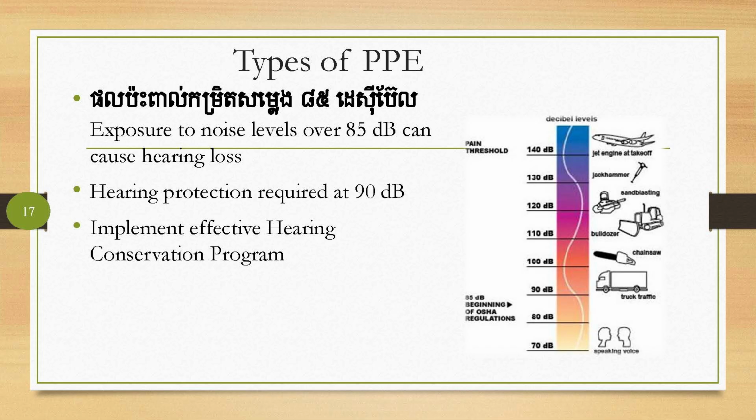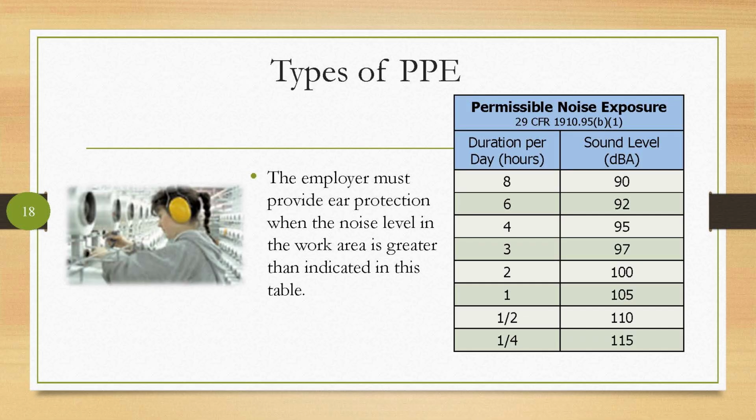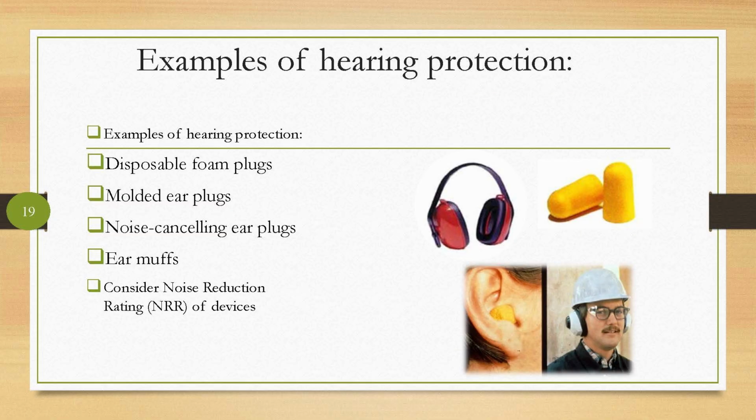17. Exposure to noise levels. Prolonged exposure to noise levels over 85 dB can cause hearing loss. Hearing protection is required at noise levels of 90 dB or higher. Implement an effective hearing conservation program by checking decibel levels and requirements. 18. Permissible noise exposure. 29 CFR 1910.95(b)(1). Employers must provide ear protection when the noise level in the work area exceeds the levels indicated in this table.